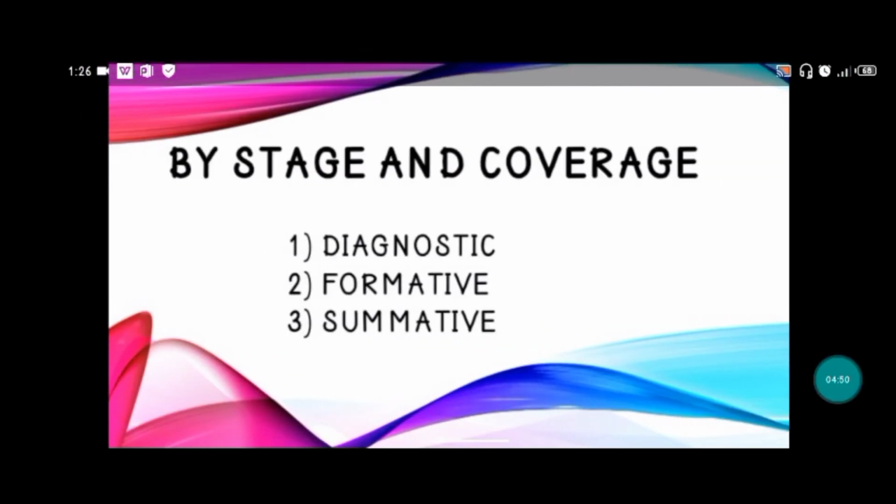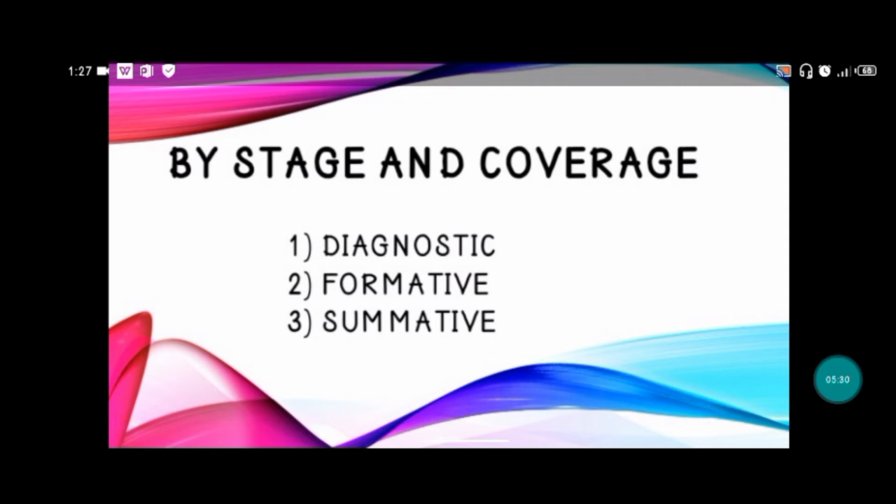So the third one is by stage and coverage. The assessment can be categorized into diagnostic, formative, and summative. First is the diagnostic. So this is a preliminary phase of assessment, which purpose is to determine the present state of student learning. The data obtained from this stage serves as the springboard of the teachers in closing learning gaps and proceeding to a formative phase of learning.